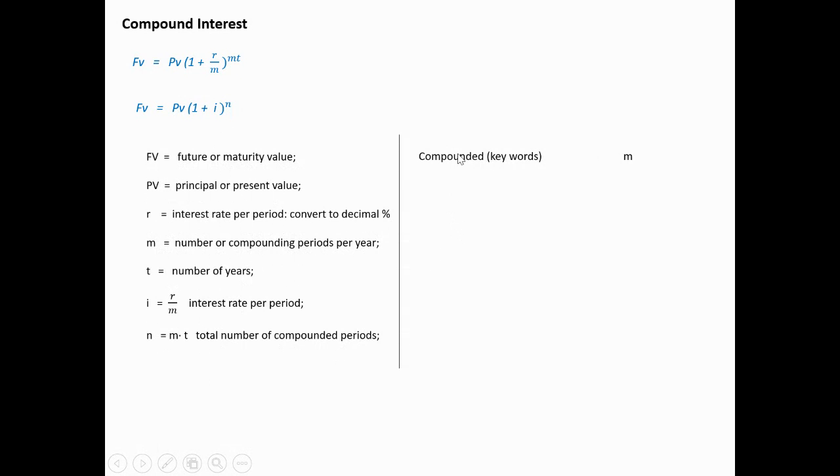And here are the keywords for M. If it's yearly or annually, M is equal to 1. Bi-yearly or semi-annually, M is equal to 2. Quarterly, M is equal to 4. Monthly, M is 12. Weekly is 52. And daily, it can be 360 or 365. It's going to be 365, okay? If you don't see anything in the book to use 360, you all use 365. But there are some books that want you to use 360 for daily.